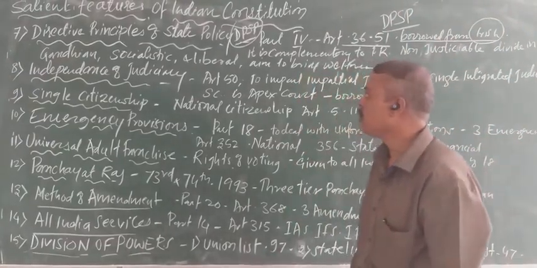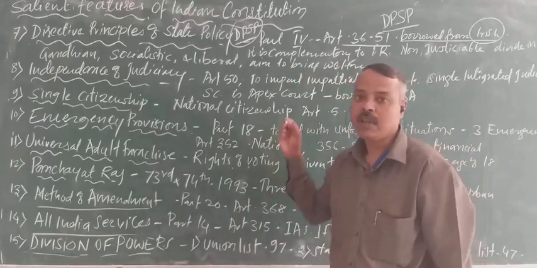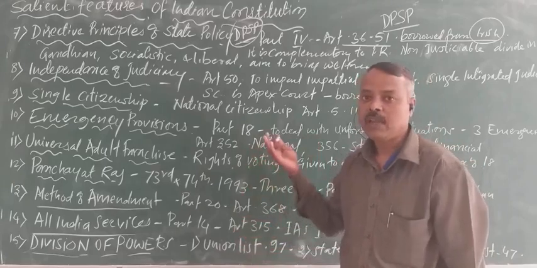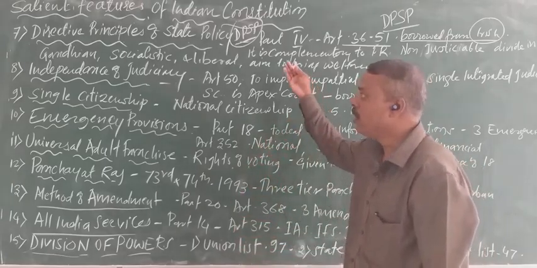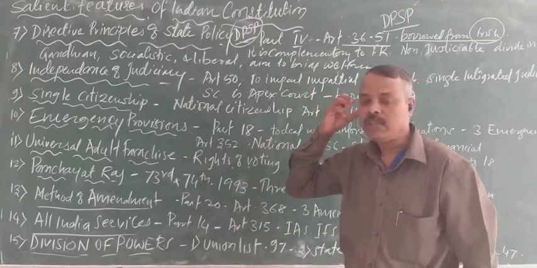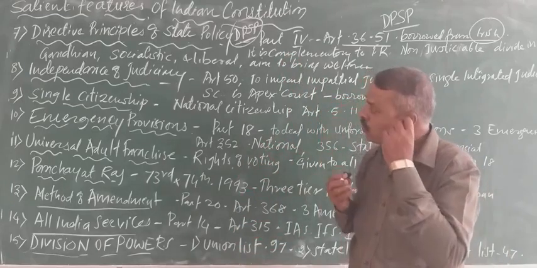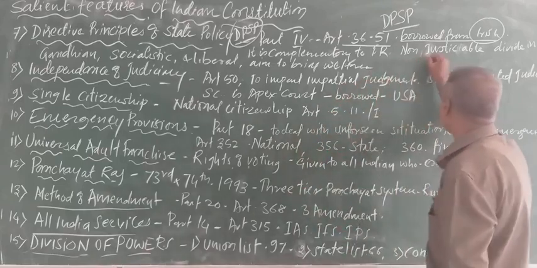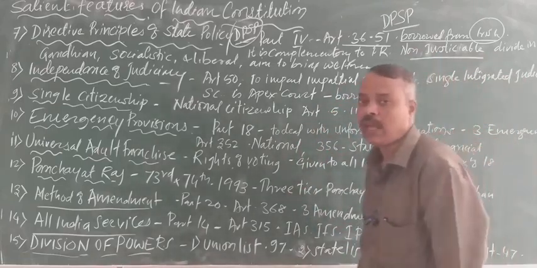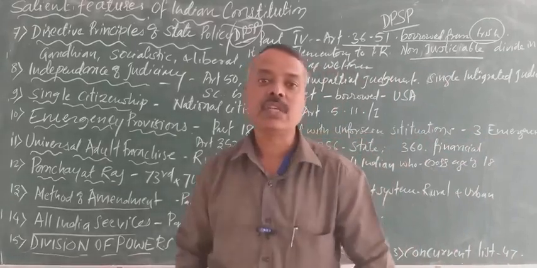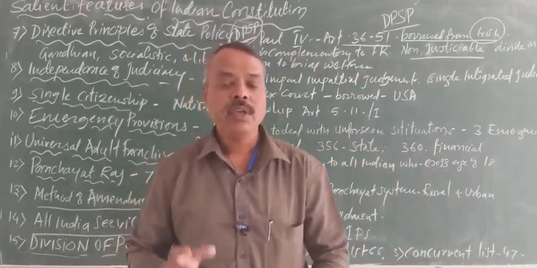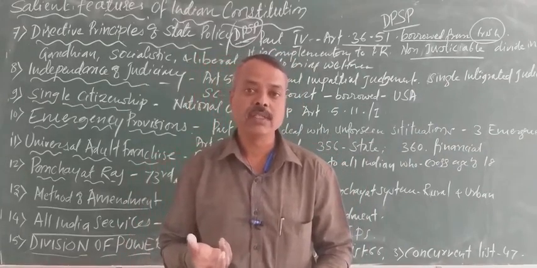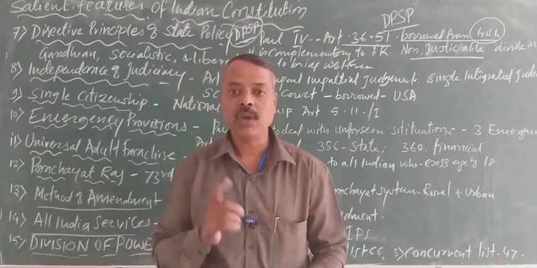These DPSPs are the complementaries to fundamental rights. So, what we do not get in fundamental rights can be got in the directive principles of state policy. These directive principles of state policy are non-justiciable. As you all know, the fundamental rights are justiciable rights. Justiciable means if you do not get the fundamental rights, you can claim it as a right and you can go to the court.